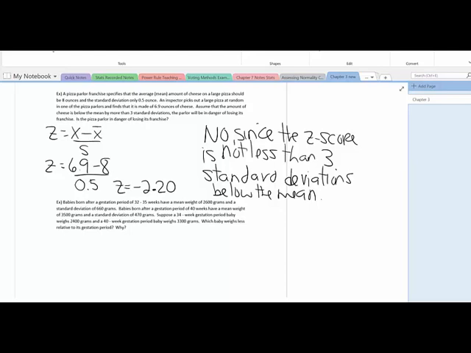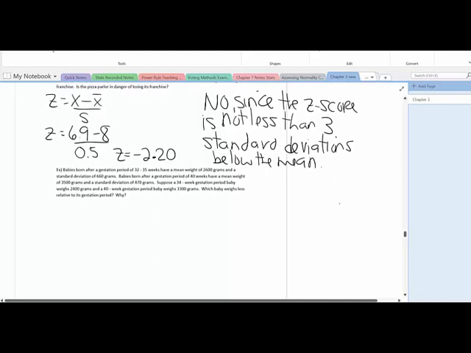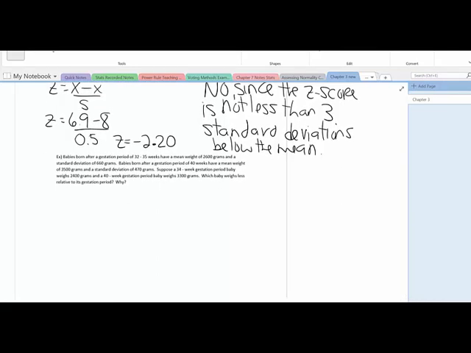Okay, one other example we're going to take a look at. Babies born after a gestation period of 32 to 35 weeks have a mean weight of 2,600 grams and a standard deviation of 660 grams. Babies born after a gestation period of 40 weeks have a mean weight of 3,500 grams and a standard deviation of 470. Suppose a 34-week gestation period baby weighs 2,400 grams and a 40-week gestation period baby weighs 3,300 grams. Which baby weighs less relative to its gestation period?